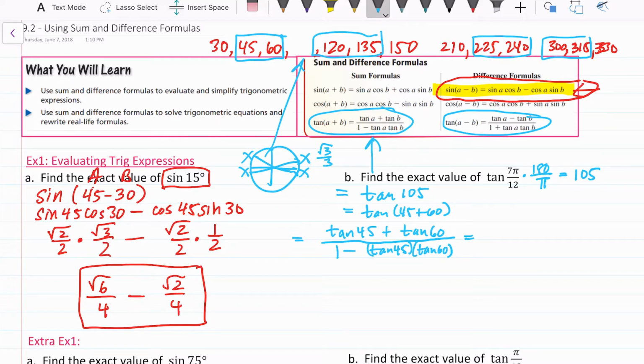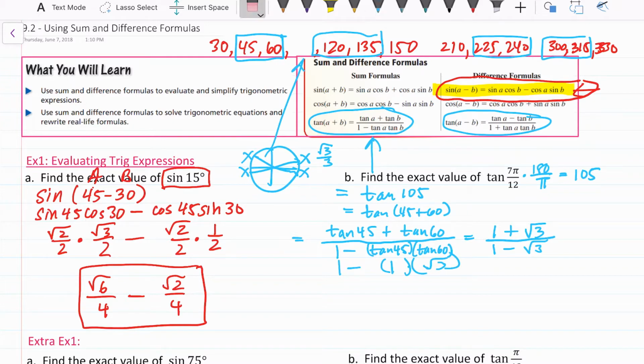Tangent 45 is 1. Tangent 60 is radical 3. And then 1 minus tangent of 45, which is 1, times radical 3. So it's 1 minus radical 3, because we have to multiply these together.